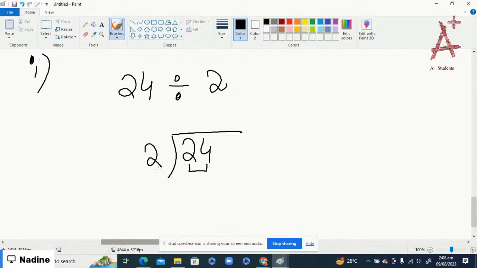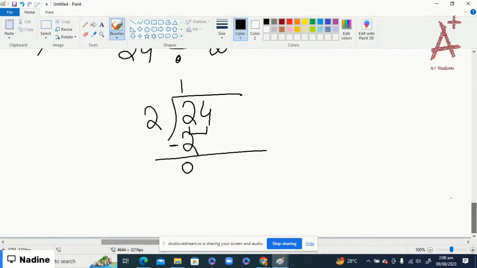Now here we divide 2 over 2. Then 2 times which number is 2? 2 times which number is 2? 2 times 1 is 2. Now we're going to subtract 2 minus 2. The answer is here 0.